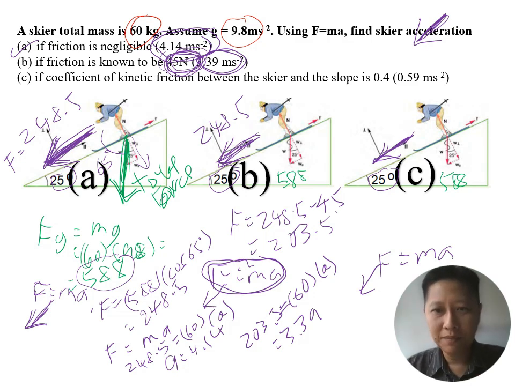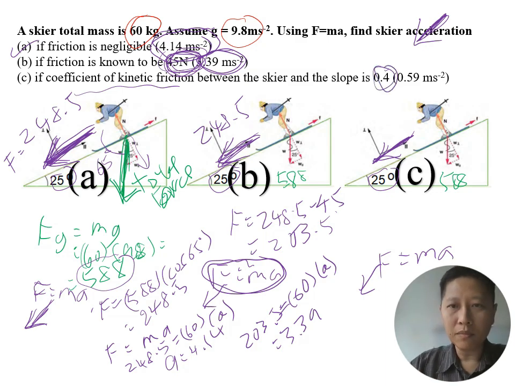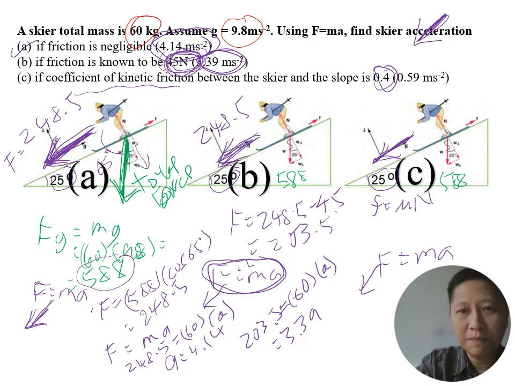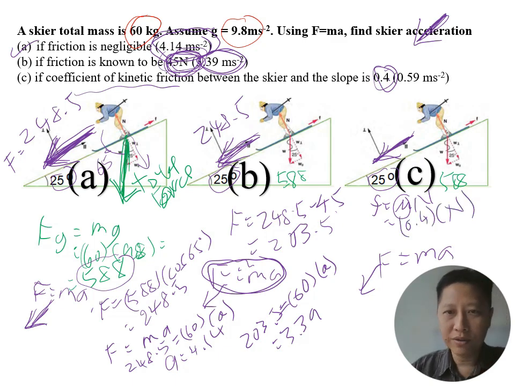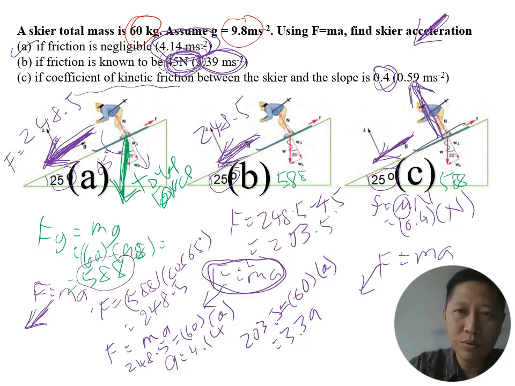How about the third case? We have the coefficient of kinetic friction given as 0.4. For this case, we need to find the friction force using the formula f equals mu times N. Small f we don't know, but we have mu, which is 0.4 here. N is the normal force, which is at 90 degrees, referring to the surface.